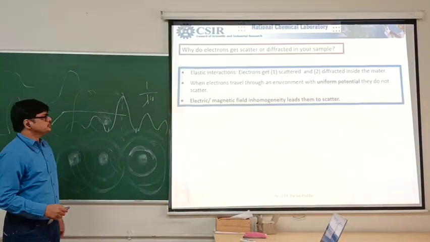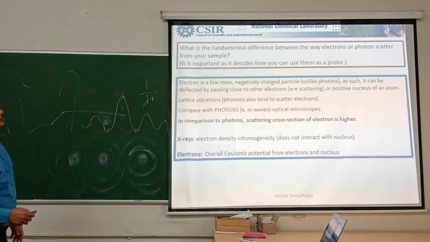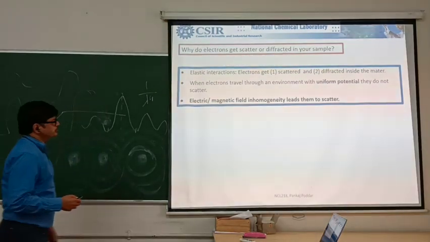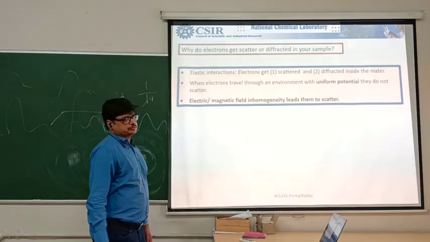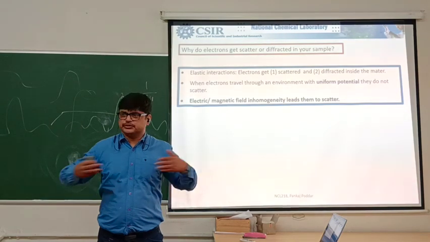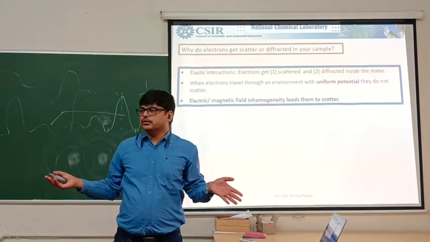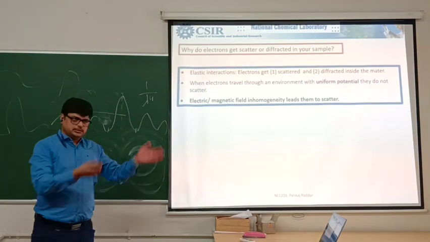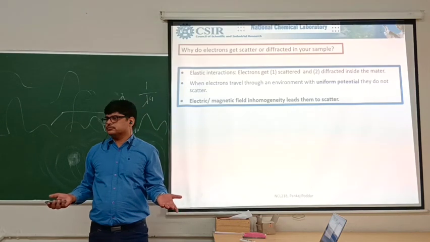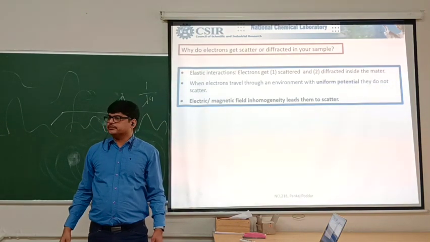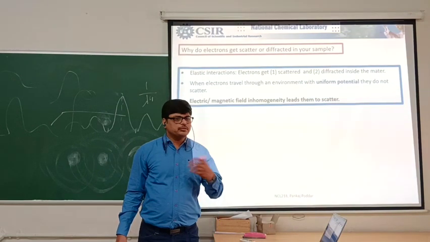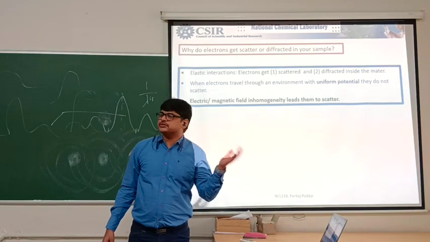So there is a third branch. Now the next question: we understand scattering and diffraction. When electrons travel through an environment with uniform potential, they will not scatter. There is no change in the Coulombic potential, so there will not be any scattering; they will just feel that it is transparent. For example, in vacuum, if there is no atom, electrons will travel and not scatter. Right? For example, light: when does light scatter? Light scatters when there is a change in the refractive index, or dielectric constant, both are the same actually. When there is an inhomogeneity. Suppose light is traveling in a medium where there is no change in the refractive index, light will not scatter.